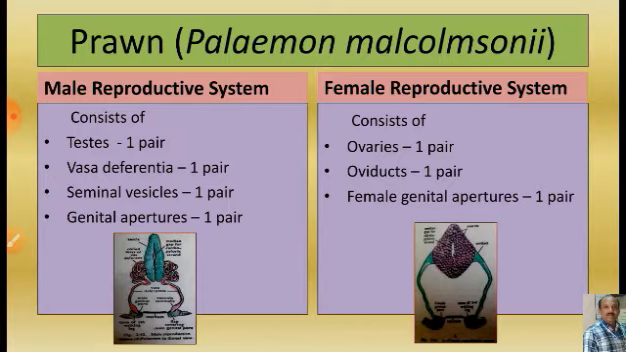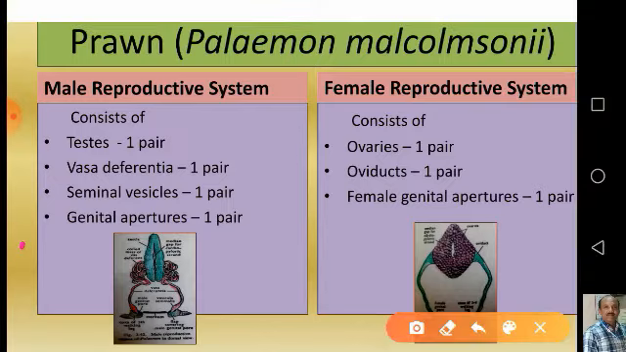Now you can observe here also, almost the same shape, same size, same appearance, they look alike. Now you can have the male reproductive system. The prawn male reproductive system comprises one pair of testes, one pair of vasa deferentia (vasa deferentia is the plural, vas deferens is the singular), one pair of seminal vesicles and one pair of male genital apertures.